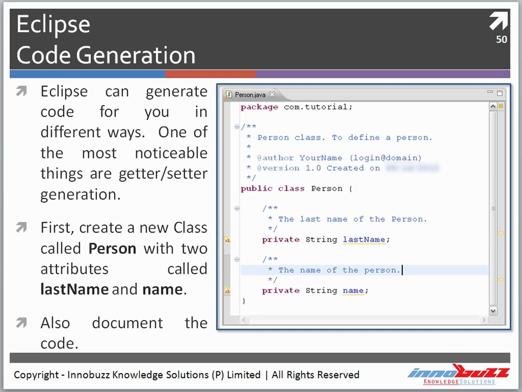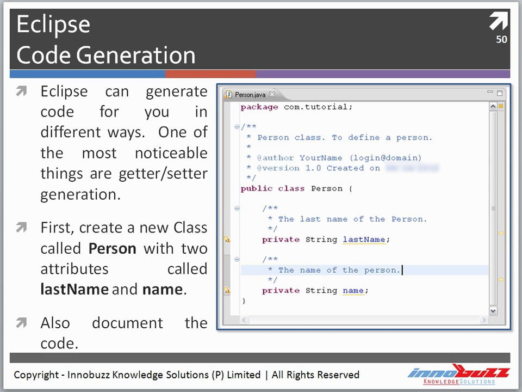To see the process, create a new Java class named Person and add two attributes, name and last name. Both attributes will be string and private. Here on the slide you have how your class will look.